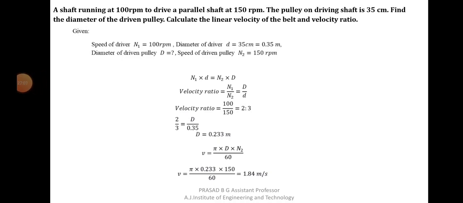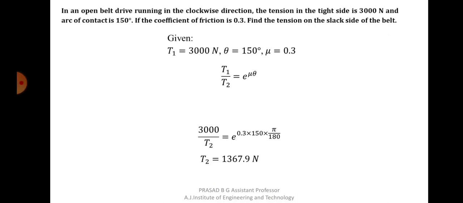Okay, so we'll go to the last problem in this. In an open belt drive running in the clockwise direction, the tension in the tight side is 3000 Newton and the arc of contact is 150 degree. If the coefficient of friction is 0.3, find the tension on the slack side of the belt.